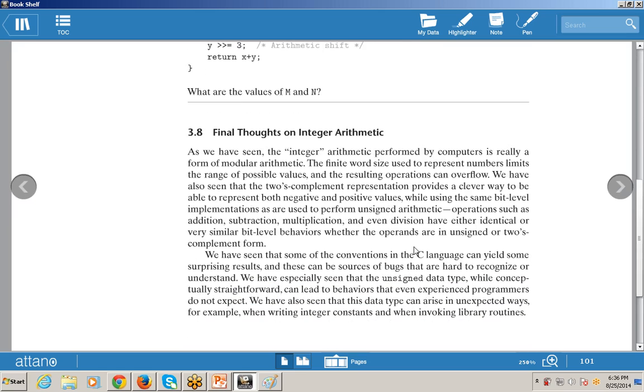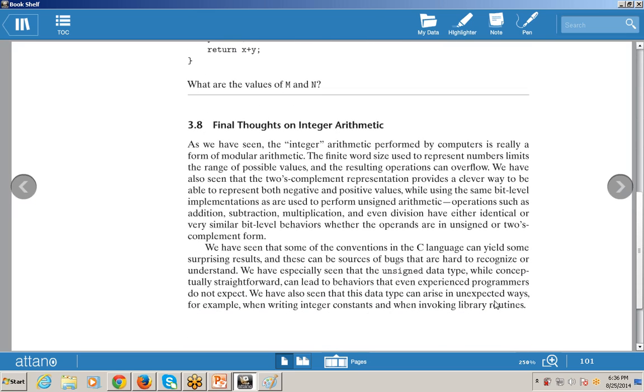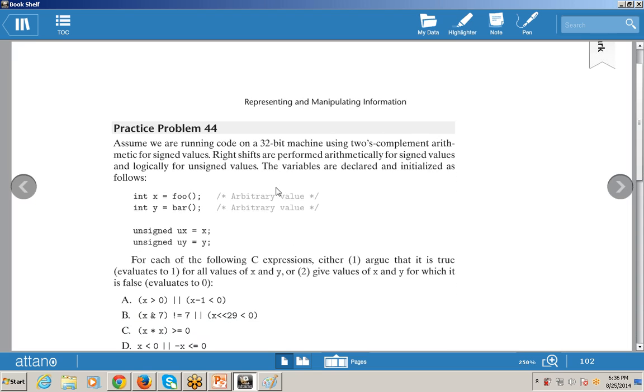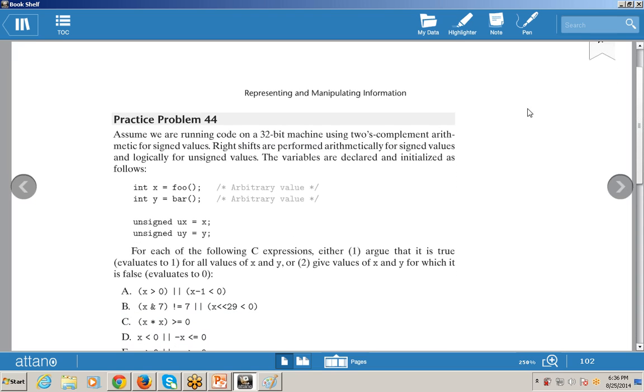These are the unexpected ways, for example, when writing integer constants and when invoking library routines. So this is the limitation of using unsigned numbers whenever we use integer constants and whenever we invoke library routines. This is the example. Assume we are running code on a 32-bit machine using 2's complement arithmetic. Right shifts are performed arithmetically for signed values and logically for unsigned values.